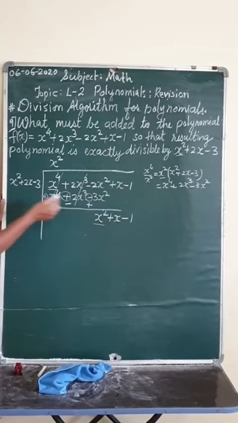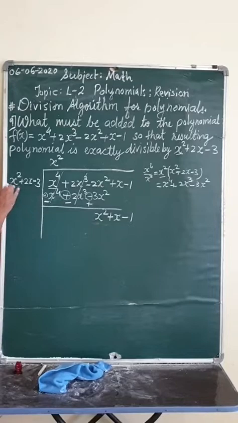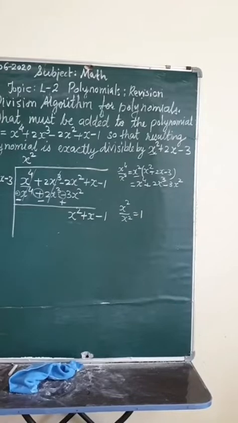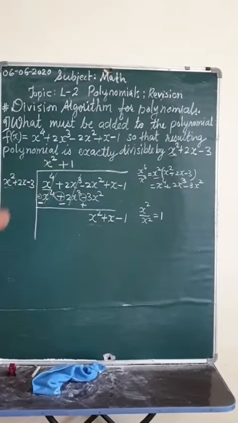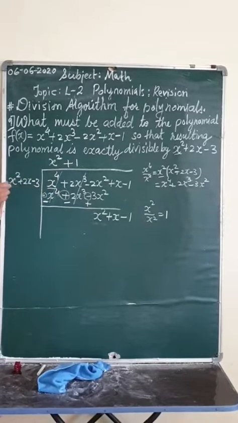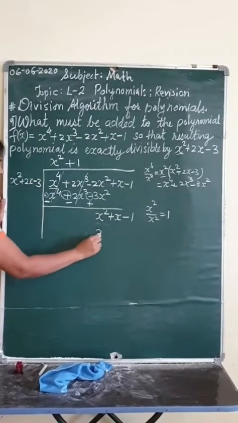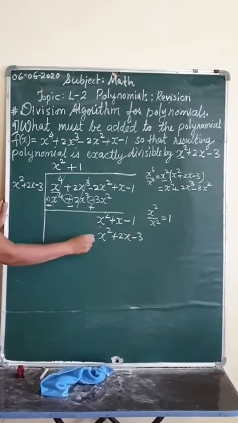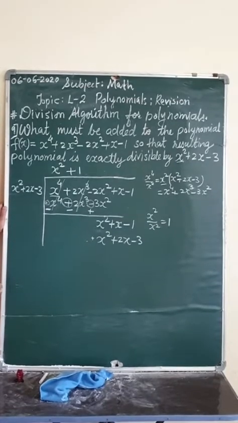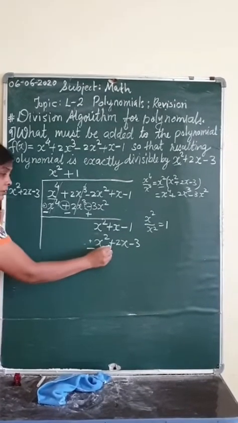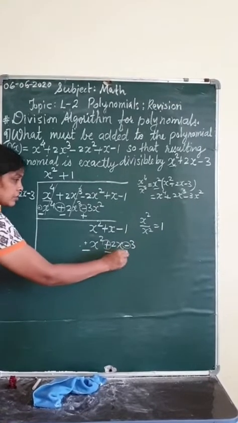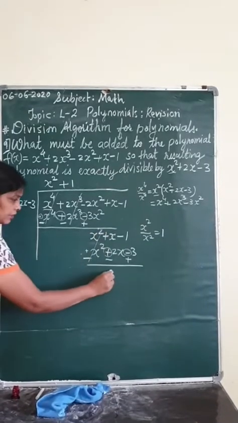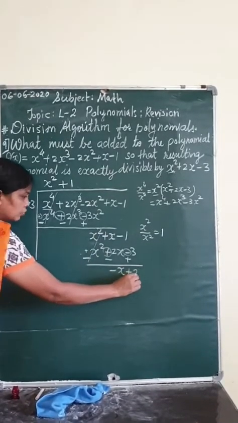Now this x square divided by this x square, so we get 1. Write this 1 over here, plus 1. Multiply the whole divisor polynomial by 1. We get x square plus 2x minus 3. Again subtraction. Here no sign is given, so it's plus; change into minus. This changes into minus, this changes into plus. So finally this gets cancelled, and here we have minus x plus 2.